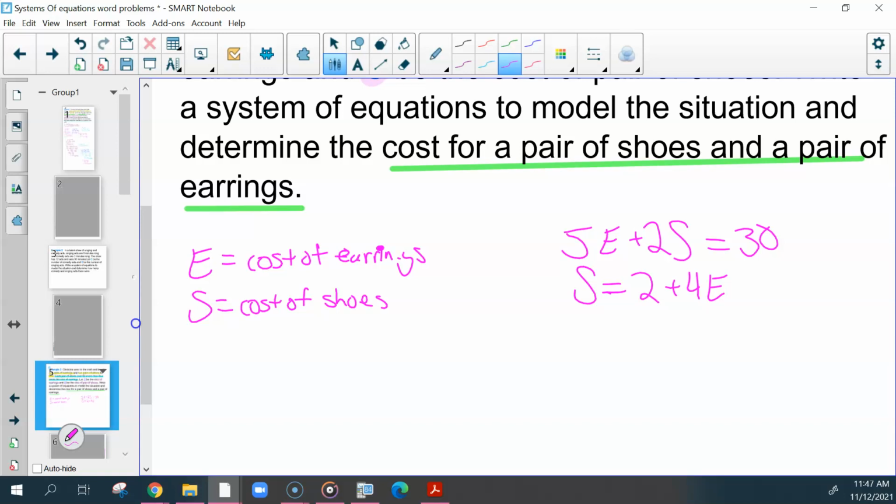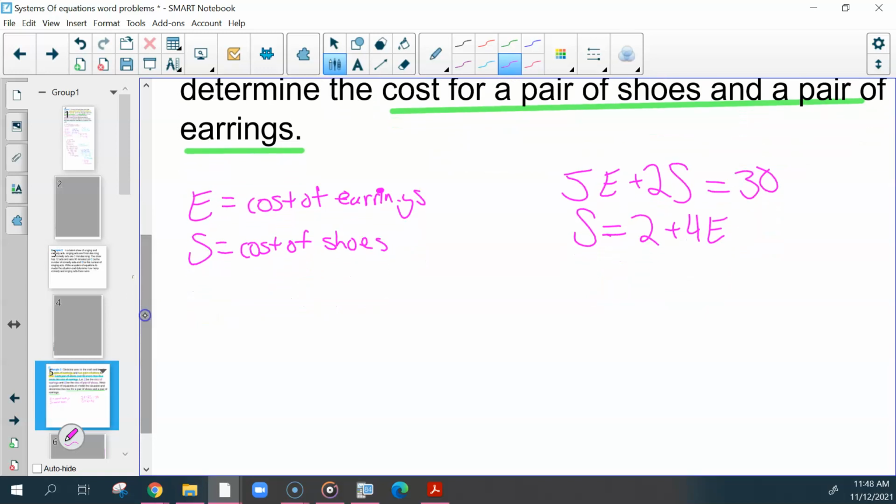So with a question like this, where there is a variable already set up, this is a good substitution problem. It does not mean you couldn't solve this by graphing or elimination. But since this is already an S equals, why not just continue and solve it like that? So I'm going to take this and put it into the other equation where S is.